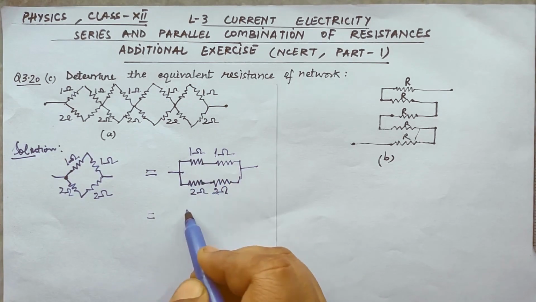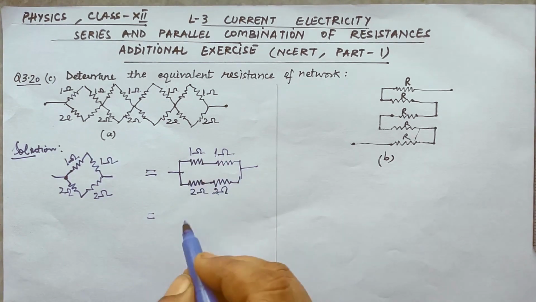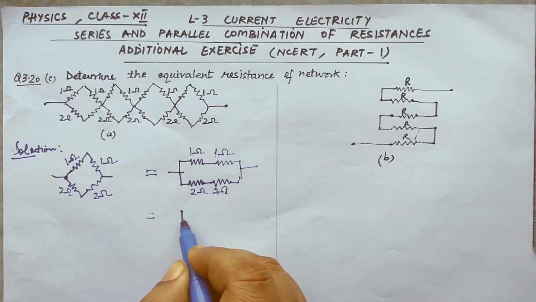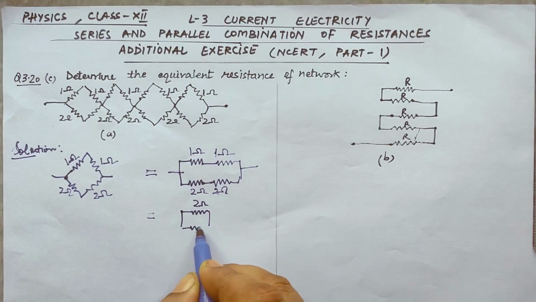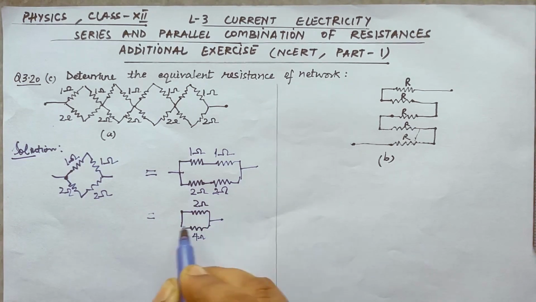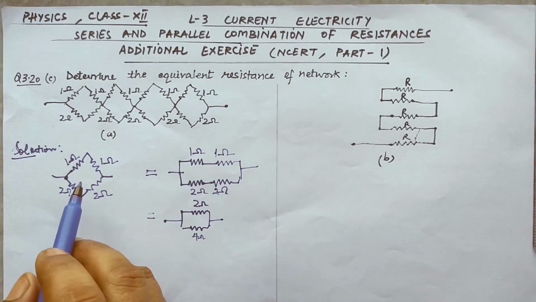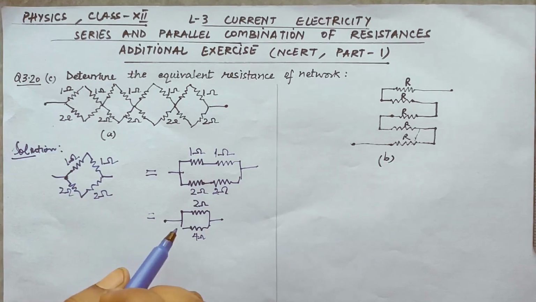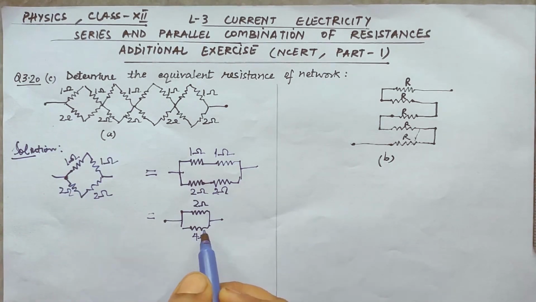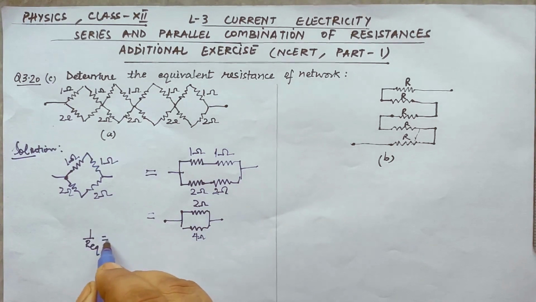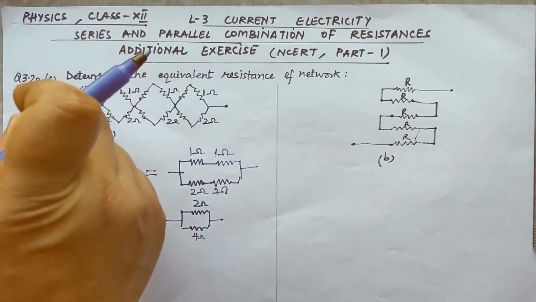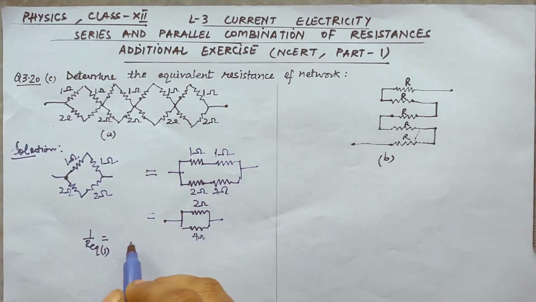So the effective circuit will become 1 plus 1, 2 ohm, as they are in series, and 2 plus 2, 4 ohm. So our circuit, which was this complicated, now simply gets reduced to this circuit. Let us find the equivalent of this using the parallel formula. 1 upon R equivalent, I'm putting 1 here because we are taking just one part of the whole question, is given as 1 by 2 plus 1 by 4.